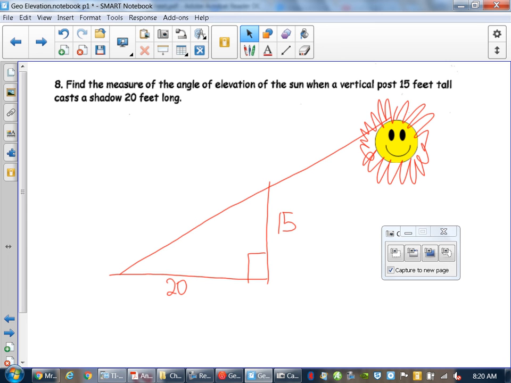Angle of elevation. Which angle am I looking for then? Am I looking for the one on the ground or the one up top? The one on the ground. Angle of elevation is line of sight up. Therefore, angle of depression is line of sight down.